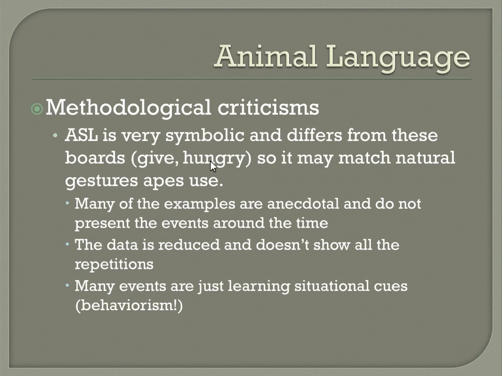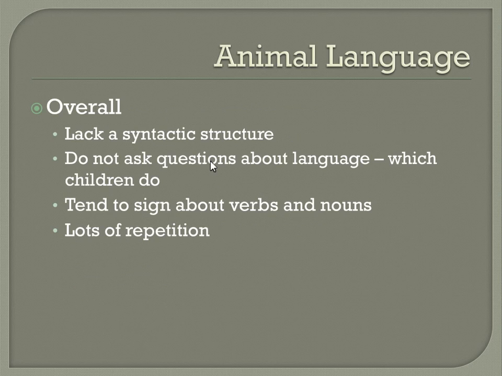Because even the hardest emergent person, which is the sort of environment view, that kids learn everything from their environment, still knows that there is Broca's area. And so there are still genetic components to this. So the big overall is that animal language tends to lack a syntactic structure. They don't ask questions about language, whereas children tend to ask questions about their language, like, can I say this, sorts of things, and they're testing the language.